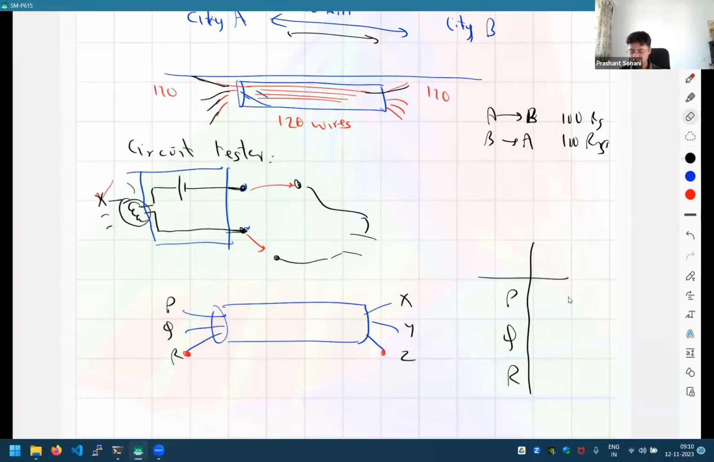But of course, what you can do is go to one side and tie up the wires. So you can tie P and Q together. Suppose you tie P and Q together and then go to the other side, the right side, and then you can pairwise check every combination. You can check which of X, Y, X, Z, Y, Z are connected to each other. So you can do those kinds of experiments. This is how you can probably start to think about this problem.